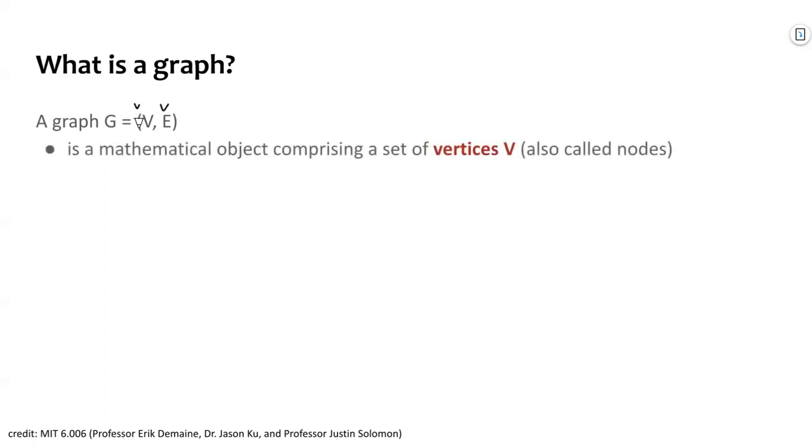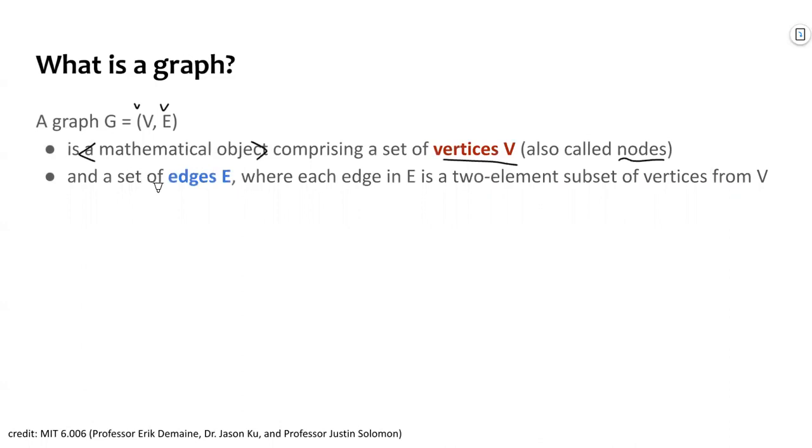First of all, what is a graph? A graph mathematically consists of two things, a set of vertices and a set of edges. So a graph is a mathematical object comprising a set of vertices, and vertices are also called nodes. And a set of edges, and we represent edges as E, where each edge in E is a two-element subset of vertices from V. So when we are representing edges, we use the representations of vertices.